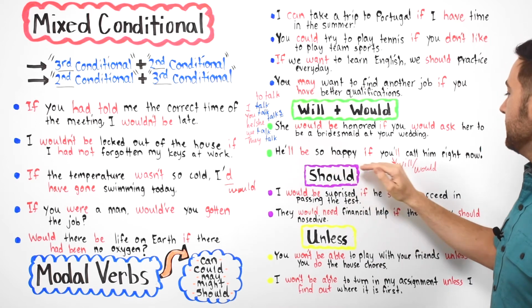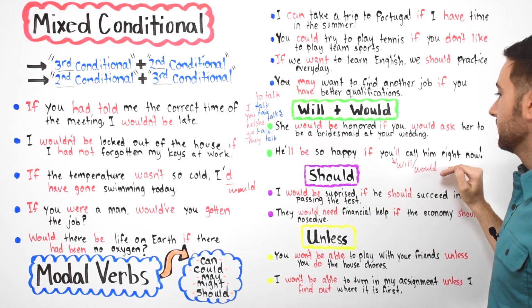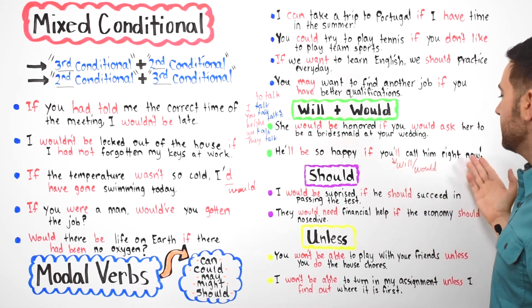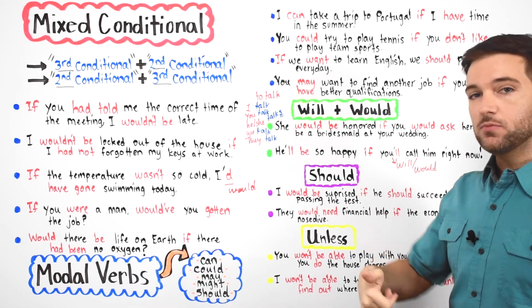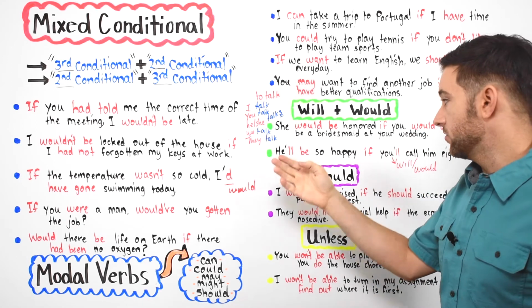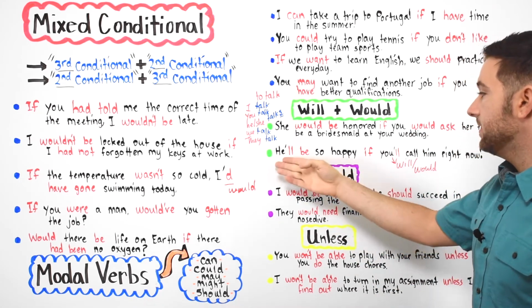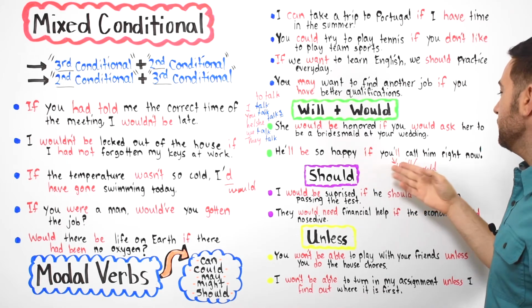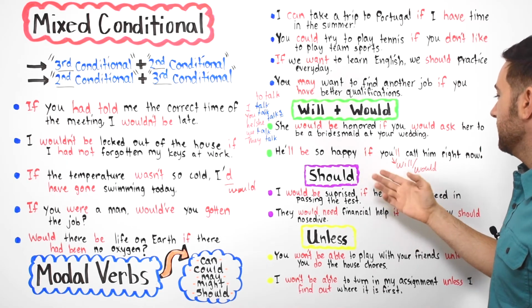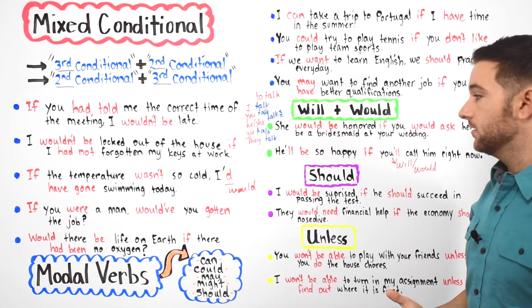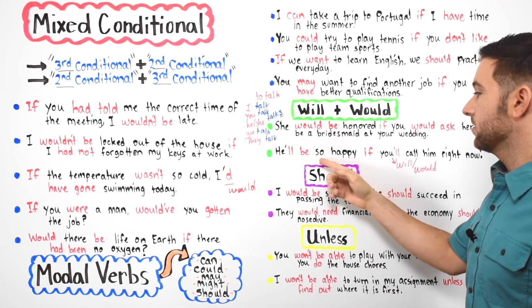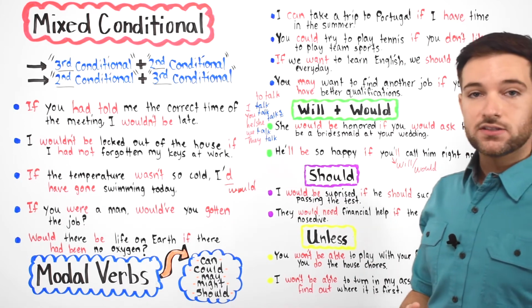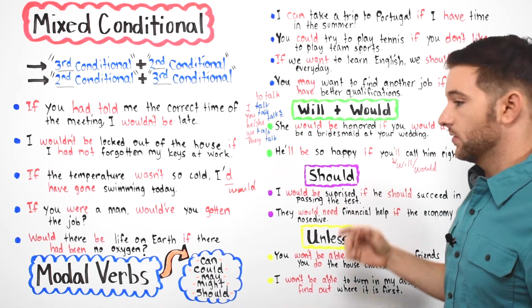He'll be so happy if you'll call him right now. Okay, we're talking about a possibility of somebody getting happy if you make a phone call to a person. So he'll be so happy, he will be so happy if you'll call him right now, right? If you would give him a call, right? If you will do that, he will be so happy. That's the result. He will be so happy. Okay? So now let's go ahead and talk about this one.